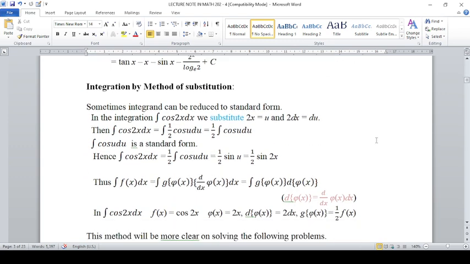Then there is the method of substitution. So this is the formula for the method of substitution: integration of f(x) dx.